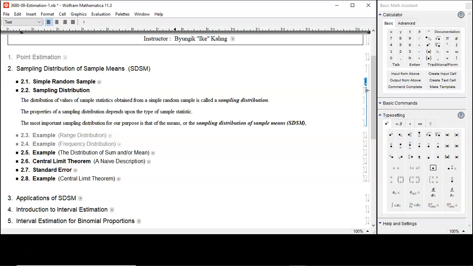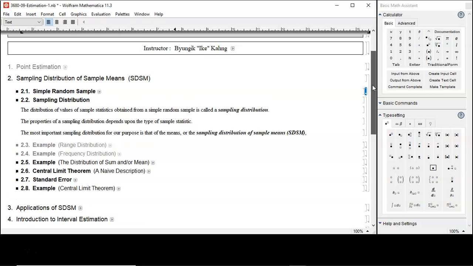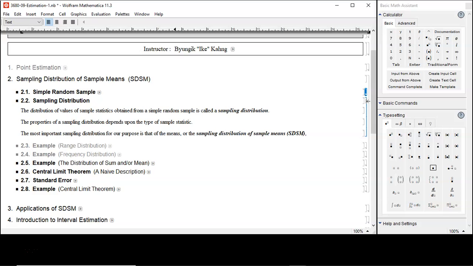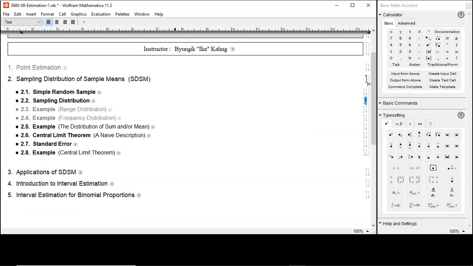Now, among those sampling distributions, the most important is the sampling distribution of sample means, and looks like that's something I'd better start in the next video. So for now, let's be content with sampling distributions and some visualizations.